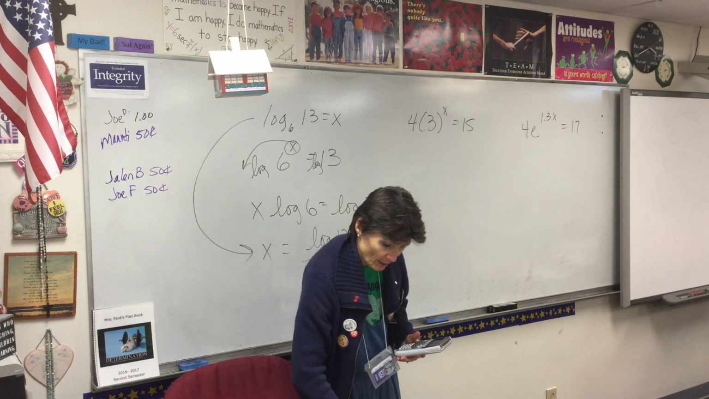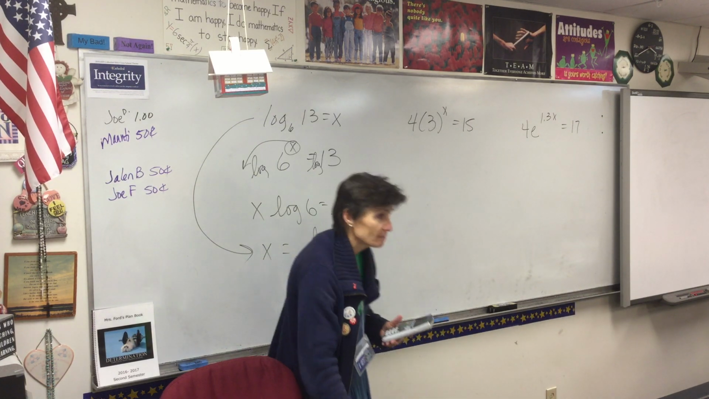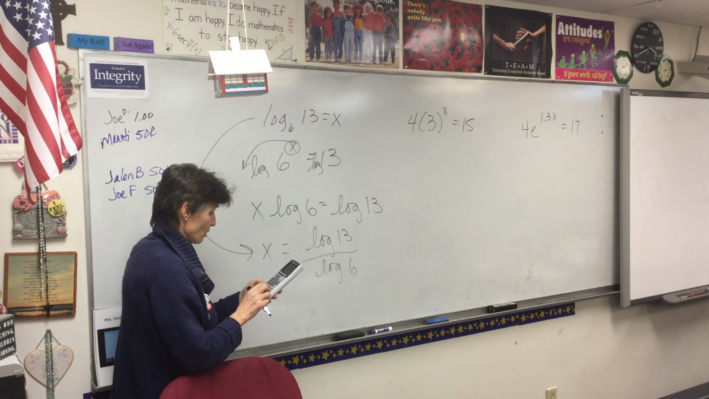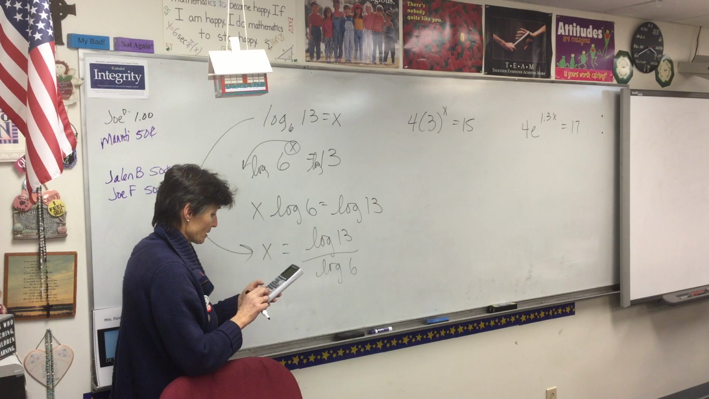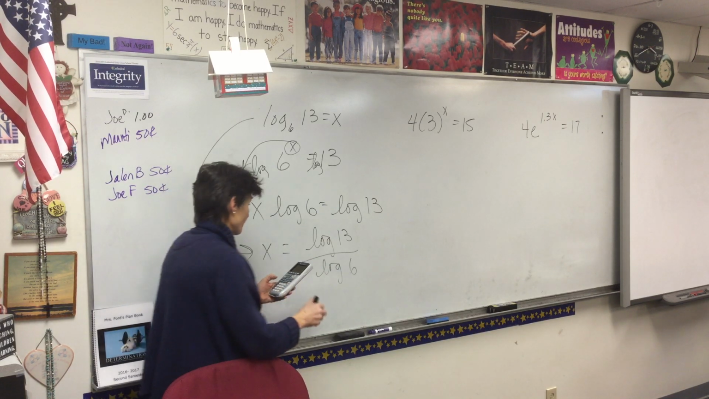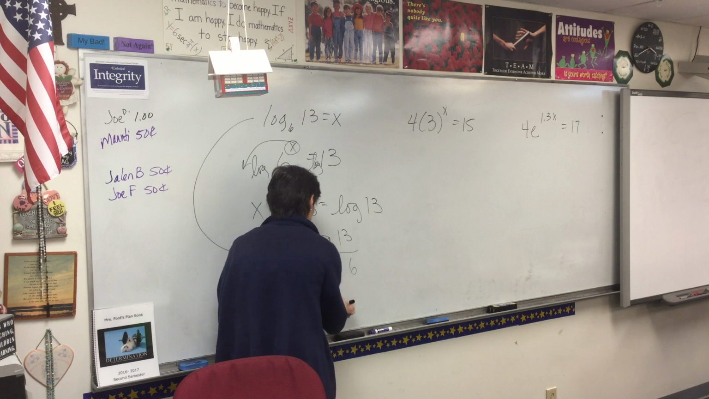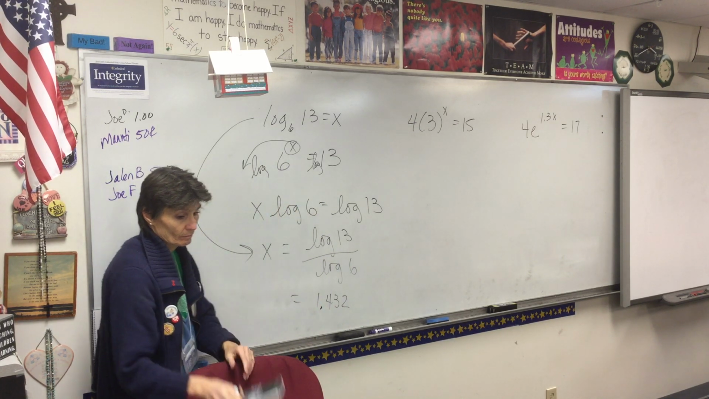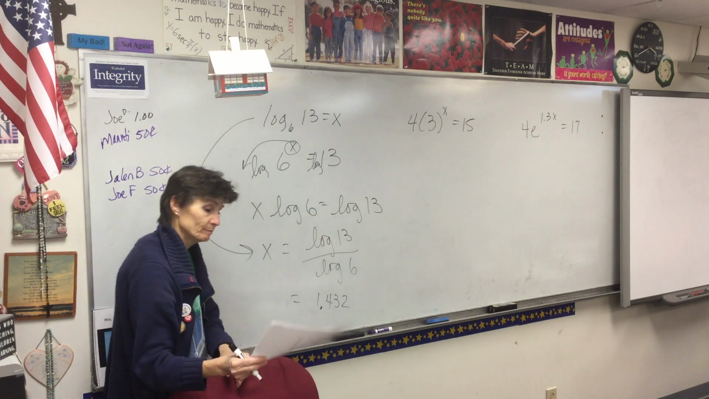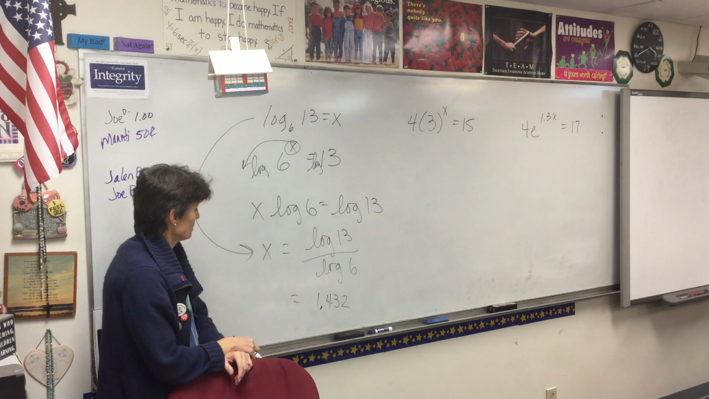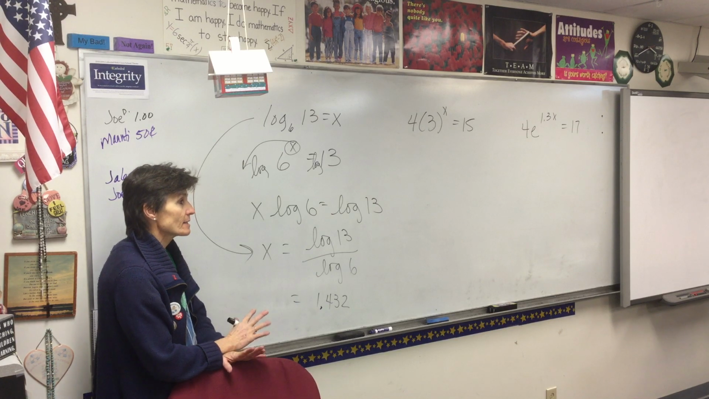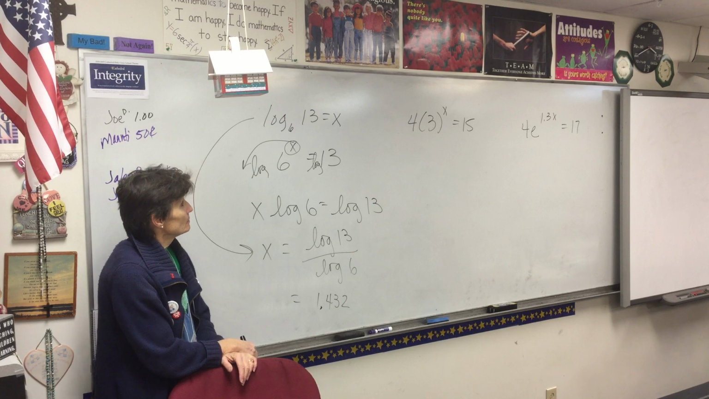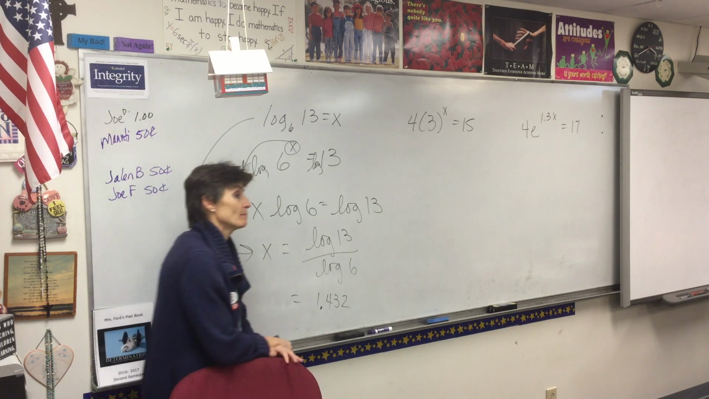Do we have rounding directions here? Thousandth, pay attention, thousandth. So log 13 divided by log 6. I got 1.432. Did you? All right. You need to stop me if you've got a question, okay? Everybody good on that? Okay, how about the next problem?